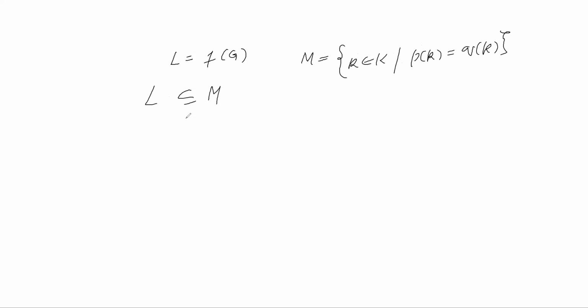Okay. So L was this set. No, L is actually f of G, of G, and M is this set. M is the set of K in K such that P of K is Q of K. So we have shown that L is a subset of M. This we have seen. Now we see that M is a subset of L.